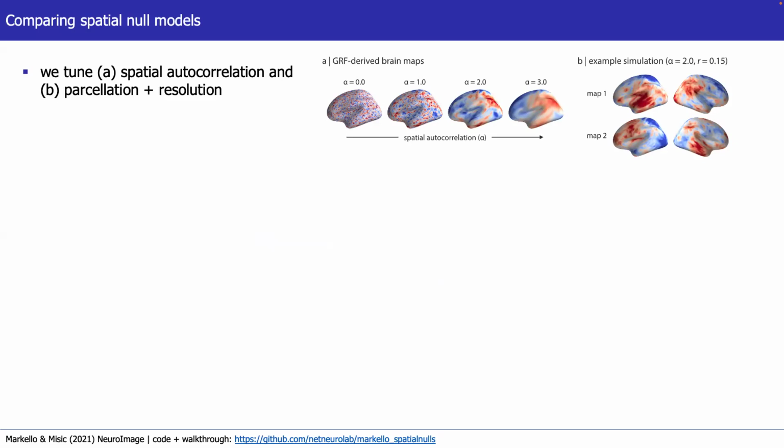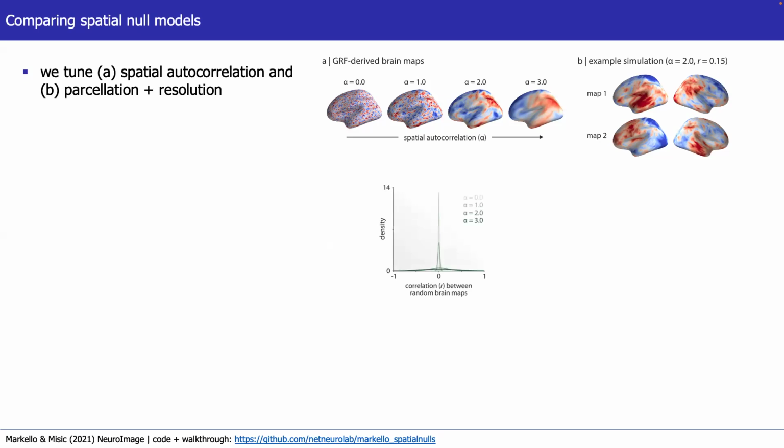What I can do then is tune this parameter I'm going to call alpha. I can tune the extent of spatial autocorrelation. I can get maps that look kind of like real brain maps. And the cool thing is now I can pick pairs of brain maps that have a desired correlation between them and also desired spatial autocorrelation. So this is just a sanity check.